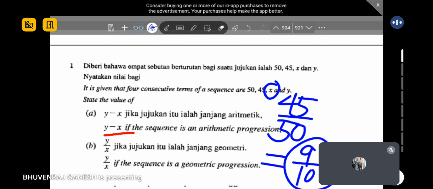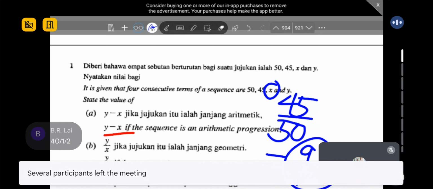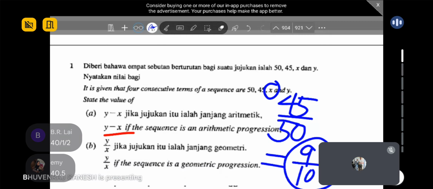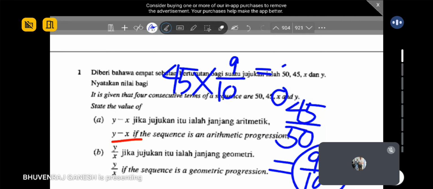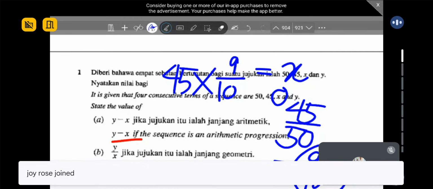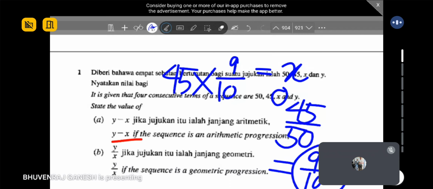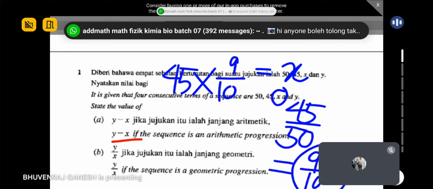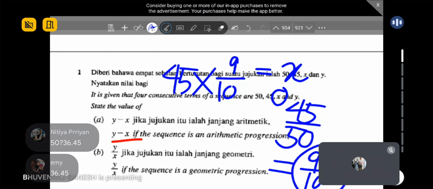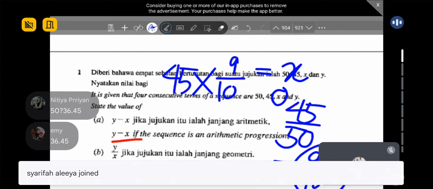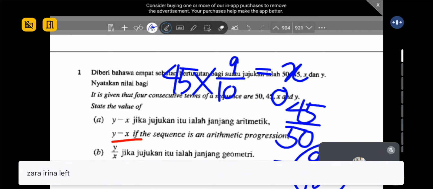Sangat senang, guys. Tak perlu buat kira panjang pun. No need to do long calculation. Yes. Okay, the answer is 40.5. So how do you get 40.5, guys? You just take 45 times 9 over 10. Okay, kamu buat yang ni saja akan dapat nilai x. Okay, 45 times 9 over 10 equals x. So you will get 40.5. Okay, so what is your y value, guys? Apa nilai y? So again, same step. Yes, very good. 36.45. Correct. Okay, so what is your answer, guys?